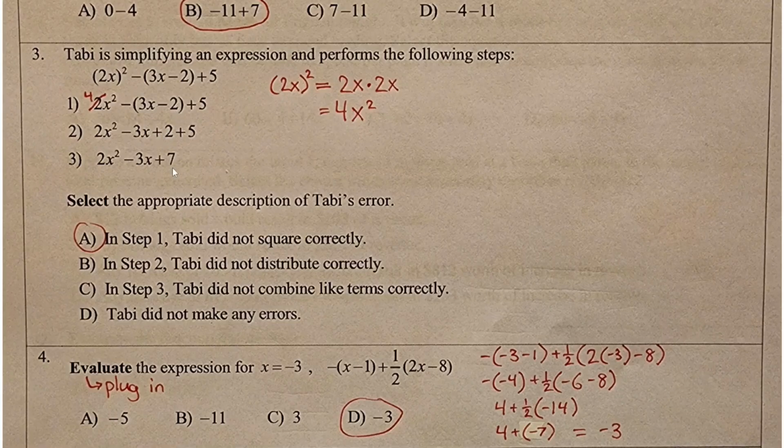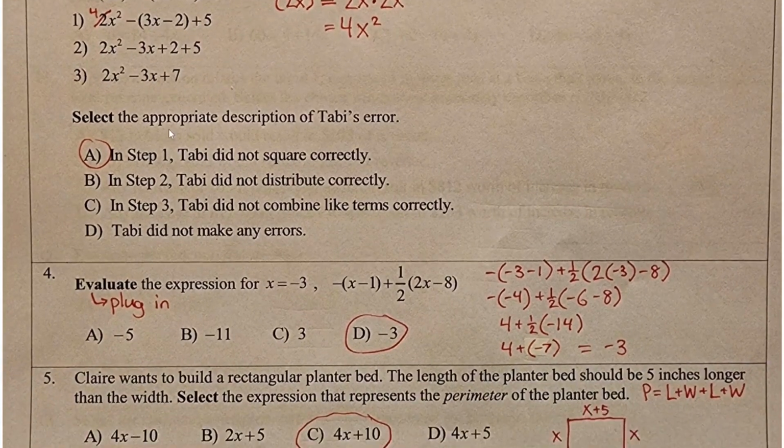That's correct. Did they combine like terms correctly? Absolutely. This is x squared and that's x. Those do not combine. And both of those don't combine with 2 or 5, but 2 and 5 combine with each other because those are both constants. So yes, combining like terms was done correctly. It was step 1 and only step 1 that was done incorrectly.